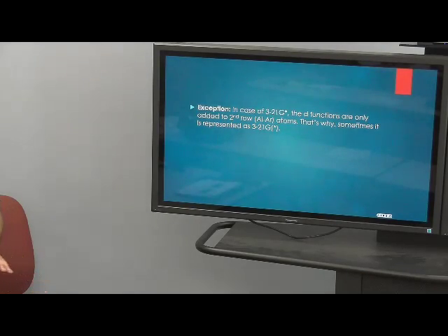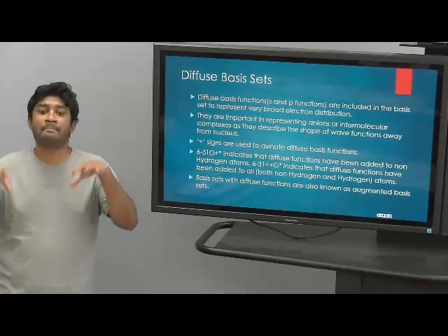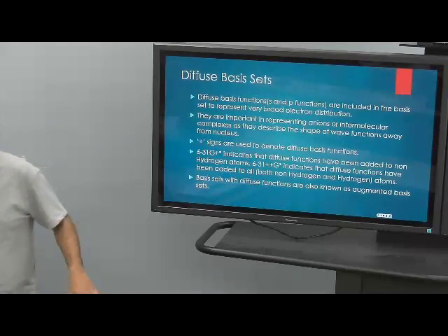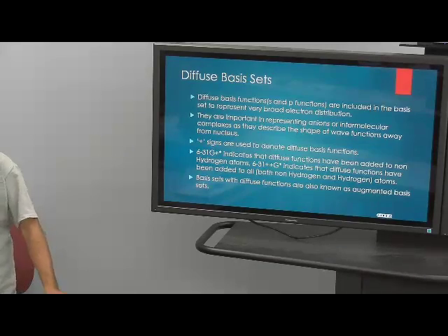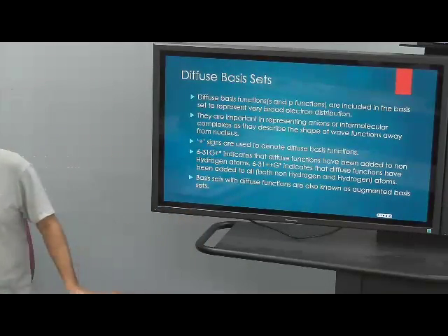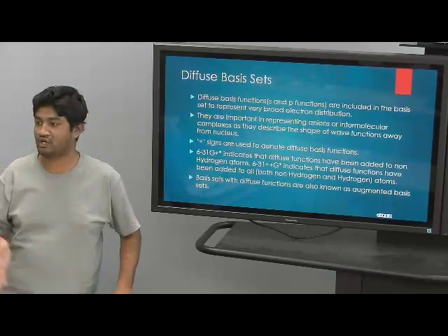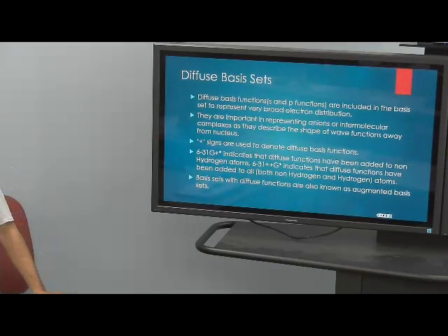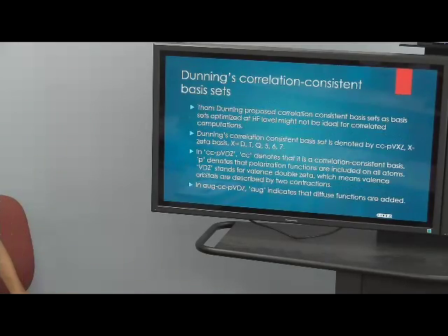The diffuse basis sets are used to represent the very broad electron distribution. They are important in representing anions and intermolecular complexes. They are generally notated by plus signs. One plus sign indicates that the diffuse functions are added only to the non-hydrogen atoms, and 2 plus signs indicate that they are added to both non-hydrogen and hydrogen atoms.